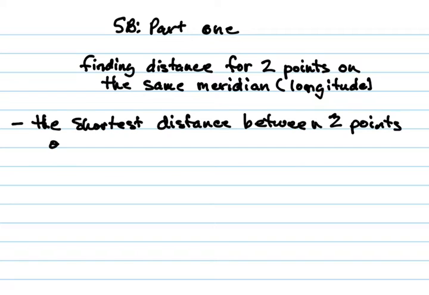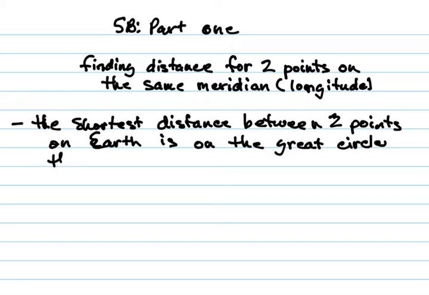on Earth, or any sphere for that matter, is on the great circle that connects them. So the shortest distance between 2 points on Earth, or any other sphere for that matter, is on the great circle that connects them. And if you connect east and west longitude, you get a great circle, right?